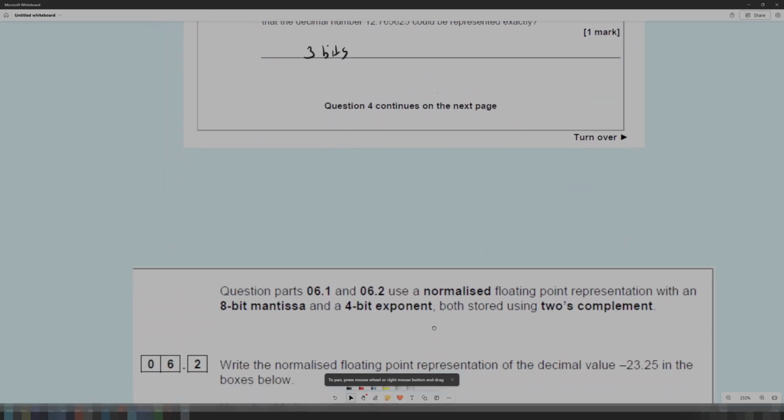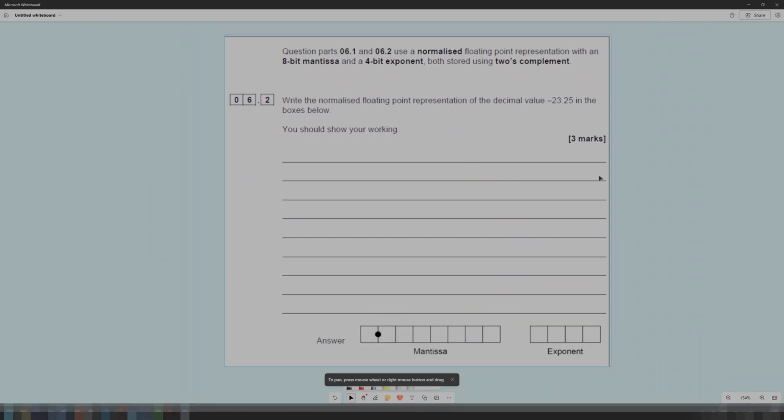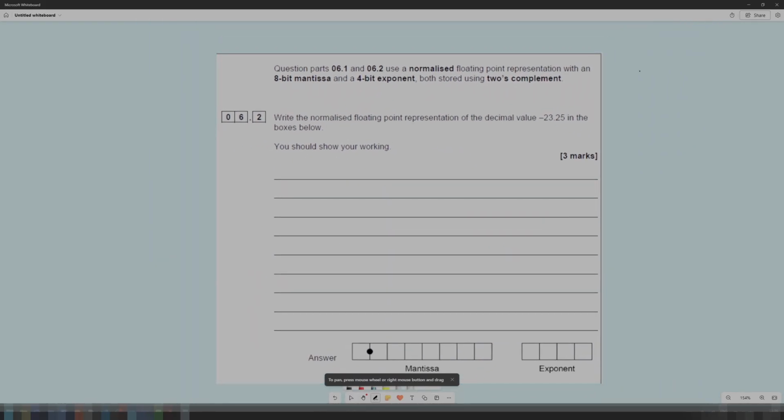So the next question was from the 2023 paper 2 7517 paper. It again is just looking at normalized 8-bit, 4-bit exponent 2's complement floating point numbers. So this time we've got a negative number. They're wanting us to show off how we negated this, as well as doing the normalization. So 3 marks again, answer goes down here.